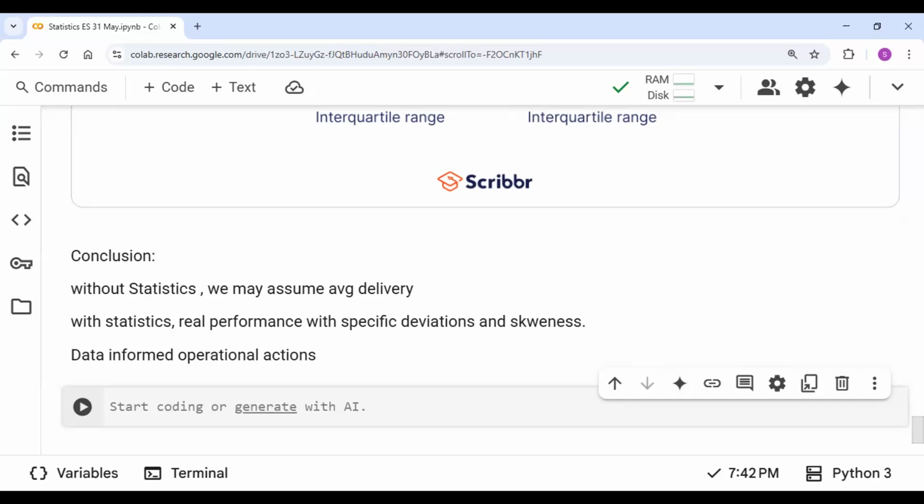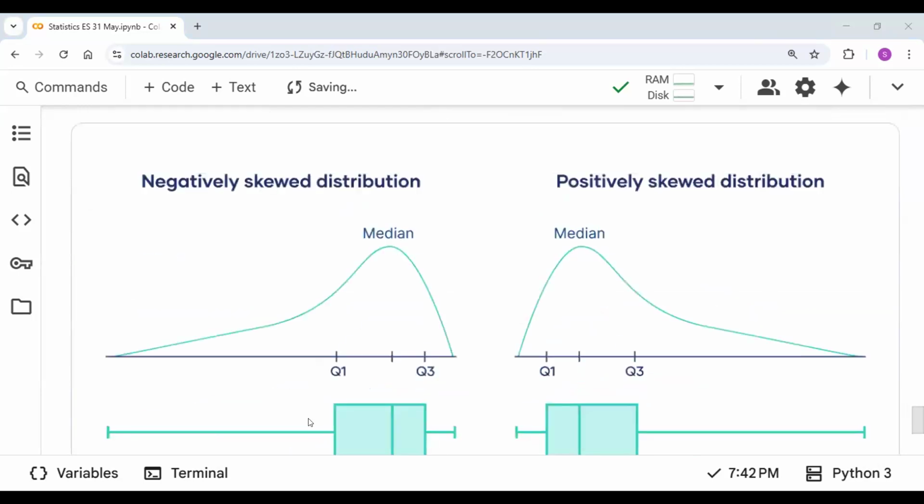So normally numbers don't lie, guys. We all know that numbers don't lie, but they need the real interpretation. Understanding the story behind the data is the first step in any data science journey. So these are the stories that we can make out, whether the data is skewed or not.